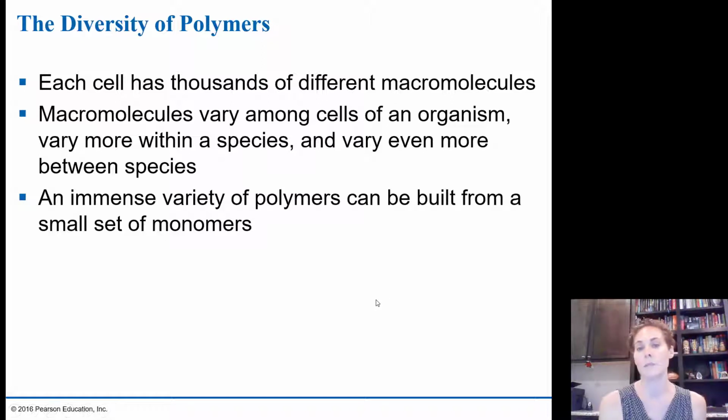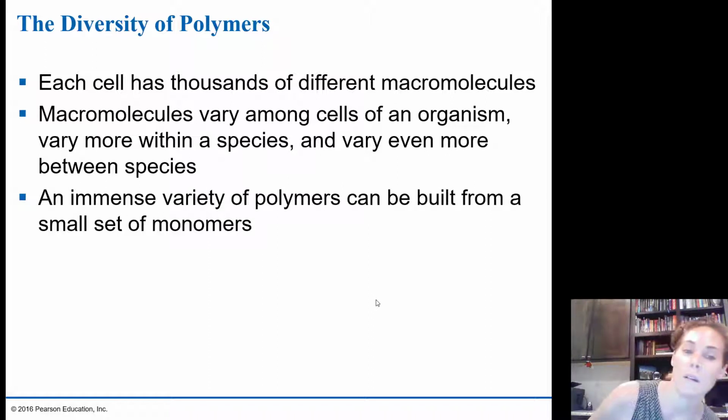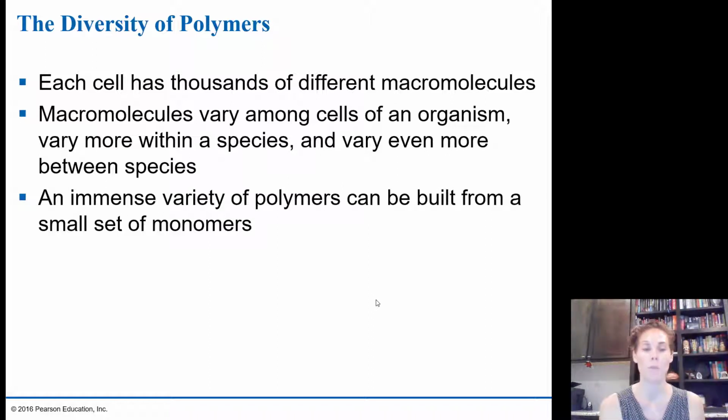Each cell has thousands of different macromolecules inside of it. Every single tiny cell that we have has thousands of macromolecules. Macromolecules vary among cells of an organism, vary more within species, and vary even more between species. An immense variety of polymers can be built from a small set of monomers. One way to think of why that is, is to think about just the alphabet alone. There's 26 letters, which make up millions of words. And then even within those words, the way that you arrange them into sentences has different meanings and provides different communication.